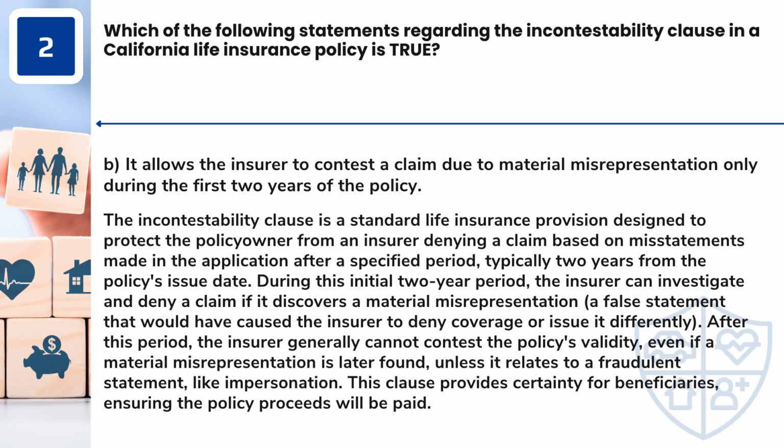Answer: B. It allows the insurer to contest a claim due to material misrepresentation only during the first 2 years of the policy. The incontestability clause is a standard life insurance provision designed to protect the policy owner from an insurer denying a claim based on misstatements made in the application after a specified period, typically 2 years from the policy's issue date. During this initial 2-year period, the insurer can investigate and deny a claim if it discovers a material misrepresentation, a false statement that would have caused the insurer to deny coverage or issue it differently.